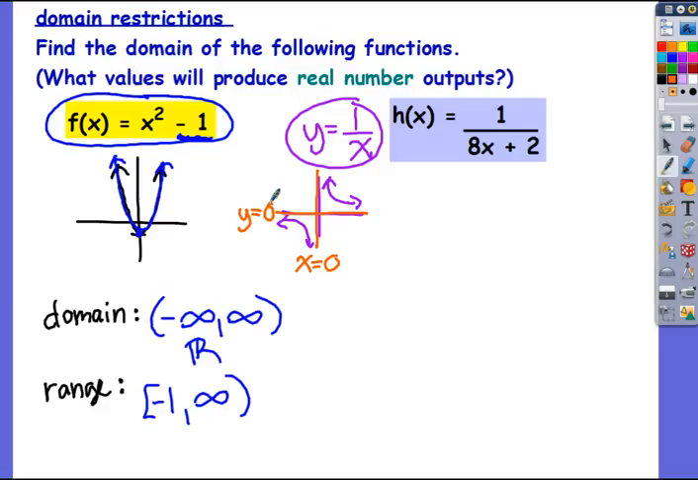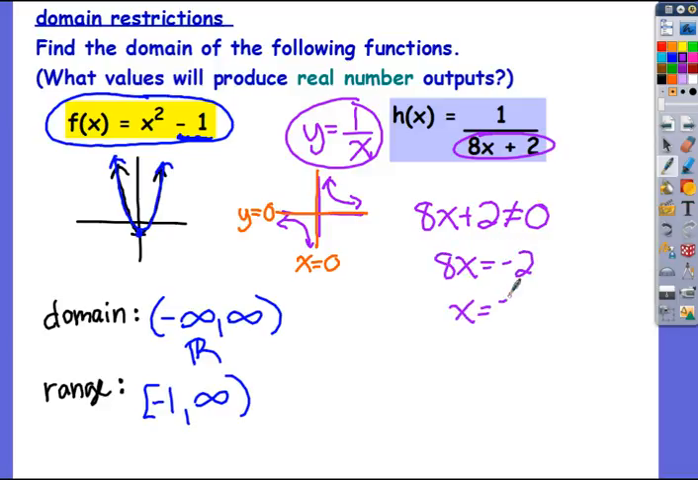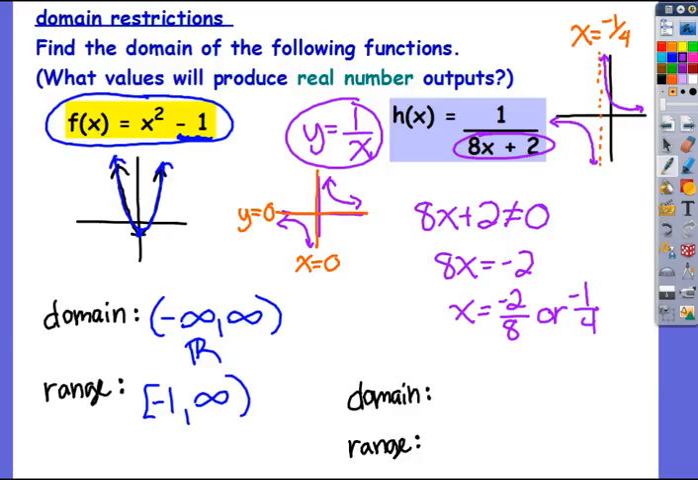But if I look at the 8x plus 2, what's really happening? If I have a fraction, here's one domain restriction that you're going to have to start looking at. It is not possible to divide by 0. So whenever I have a fraction, I need to look at the denominator and say, hey, that denominator cannot equal 0 because I don't want to divide by 0. If you go through and solve, you'll see that x cannot be negative 2 over 8, or negative 1/4. So on the graph that we drew of this function, x equals negative 1/4 would be your vertical asymptote.